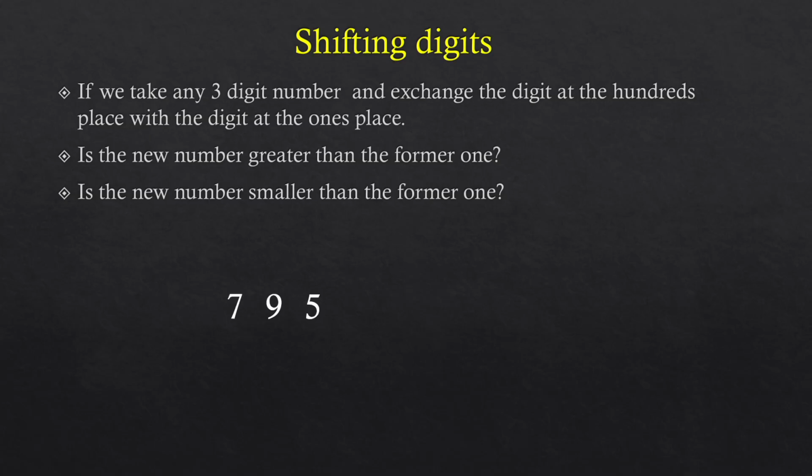So, 795 is the former number and we have 7, 9 and 5. You have to interchange the numbers. So, we got a new number. It is 597. Is it greater than the former number? Yes. Greater number from the former one or the smallest? Yes, it is smallest number, because 597 is the smallest comparing to the former number.